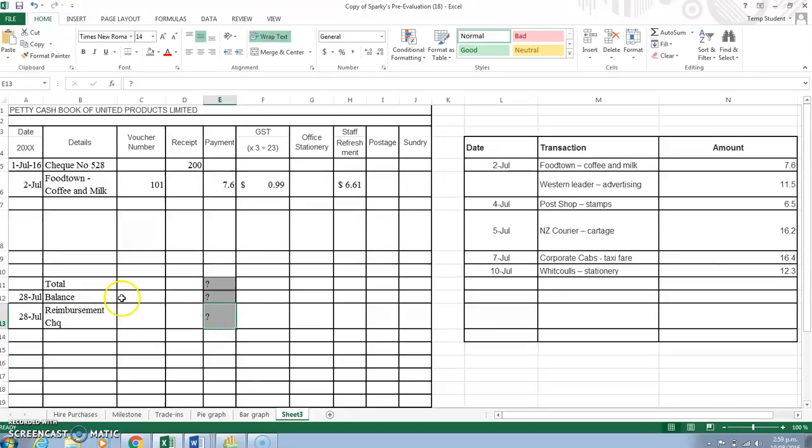Now if you want to find a balance, your balance is basically your 200 take away your total amount, which then equals your balance. So this here is what's left in the petty cash box. Remember, your total will then become your reimbursement check, and your balance is basically your receipt minus your total, which then becomes the balance. So whatever is left over in your petty cash box.